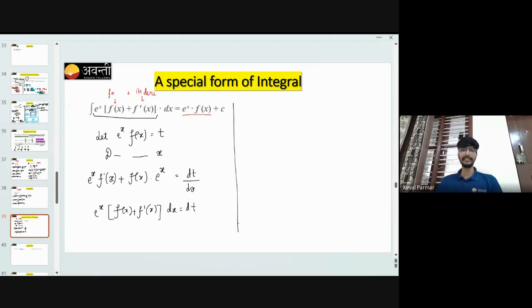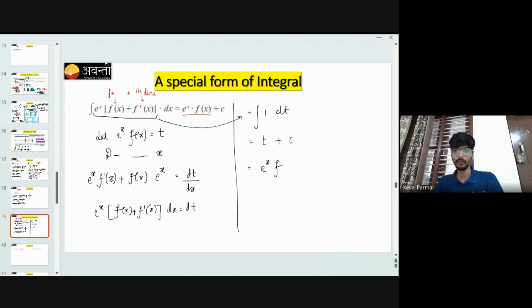So now this integral will become integration of dt, the whole integral e raised to x, f of x plus f dash of x dx, what does it become? dt, that is 1. So what is integration of 1? It is t plus c. Now it's time to resubstitute. What was t? t was e raised to x into f of x plus c. So this is my answer.